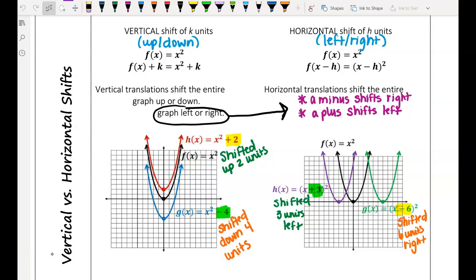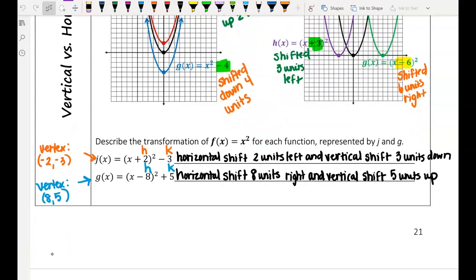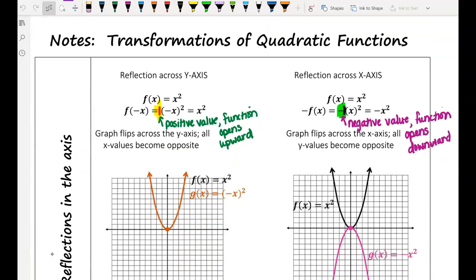K shifted our function up and down. H shifted our function left and right. What we have to remember about H, when we have a minus inside the parentheses, that is telling us that H is positive, and it moves to the right. If we have a plus inside the parentheses, it is telling us that H is negative, and it shifts to the left. That is the hardest one. We looked at a couple examples. We said what the vertex would be for each of those and which way they were shifting.